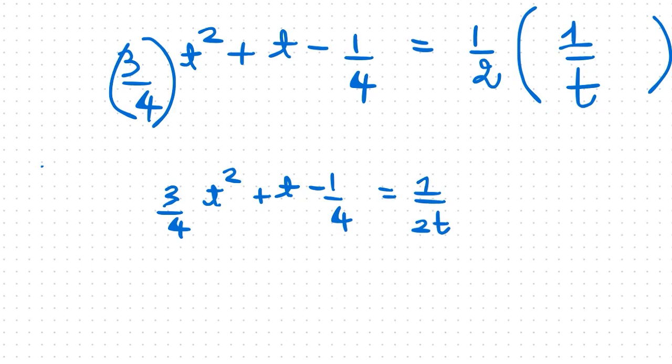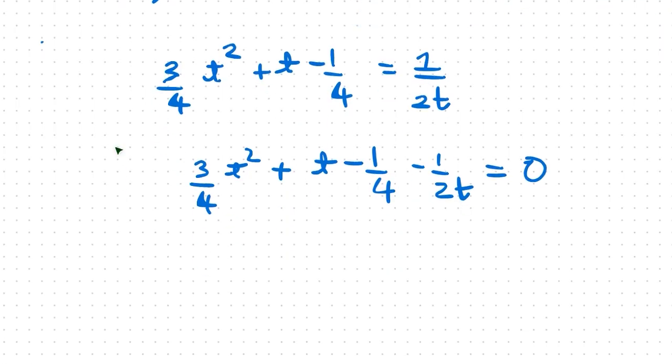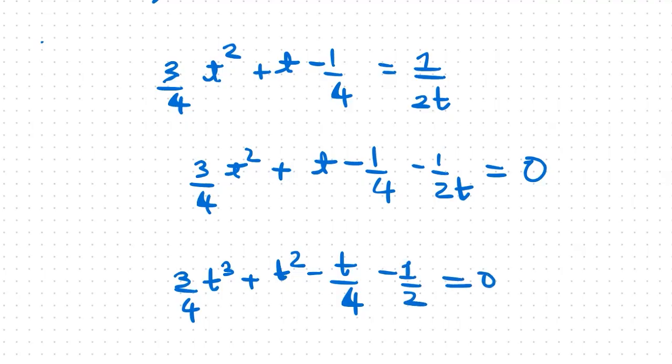Next, you can subtract it to the other side. So 3/4 t squared plus t minus 1 over 2t minus 1 over 4 is equal to what? 0. Or you can just multiply this t onto the other side. So then would it be 3/4 t cubed plus t squared minus t over 4 minus 1/2 is equal to 0?